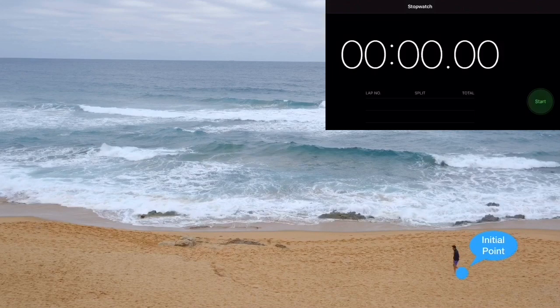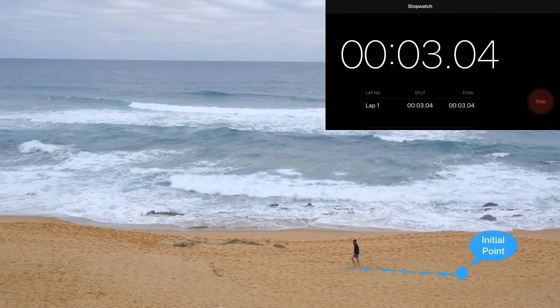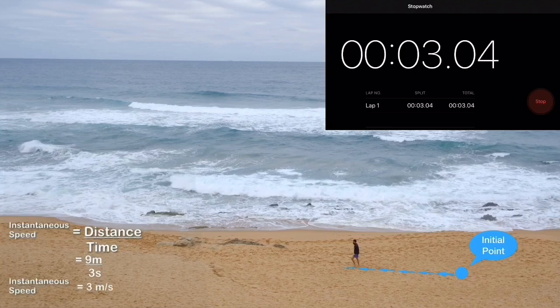Once again, let us look at the same example, but here the man starts walking from the initial point, and he stops walking at a particular instant of time, let us say 3 seconds. So the total distance covered up to 3 seconds is 9 meters. So what is the instantaneous speed of the man at that point of time? Instantaneous speed is equal to distance by time, the distance covered from the initial point to that particular instant of time. That is 9 meters by 3 seconds. He has taken 3 seconds to cover a distance of 9 meters. So instantaneous speed is equal to 3 meters per second. At that instant of time, the speed of the man was 3 meters per second.